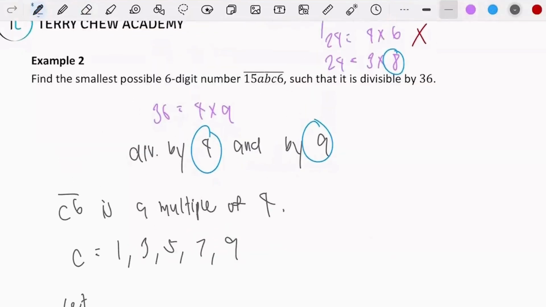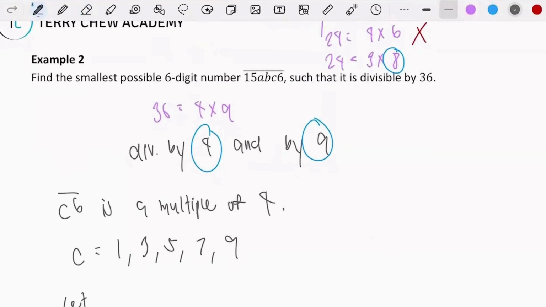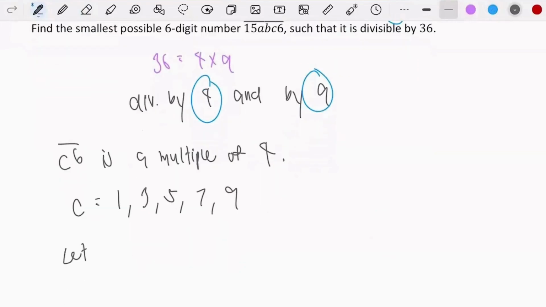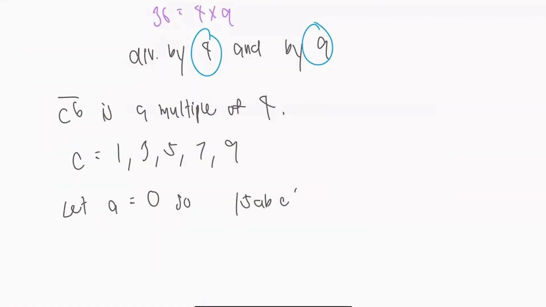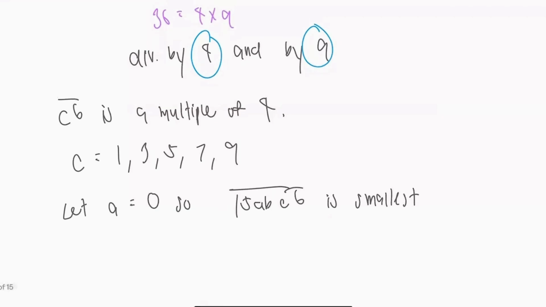What do we do next? We want the smallest possible 6-digit number. So why don't we just let A equal 0? Because that's as small as we could get it, right? 15ABC6. So we let A equal 0. So what do we have so far?